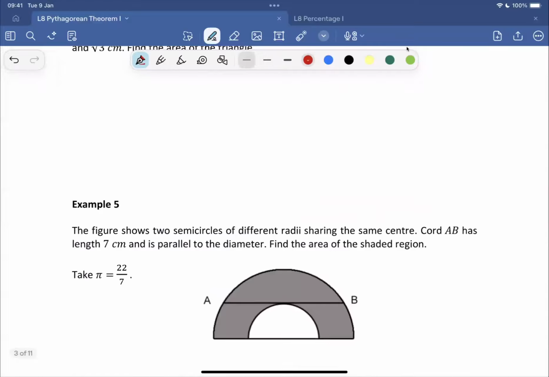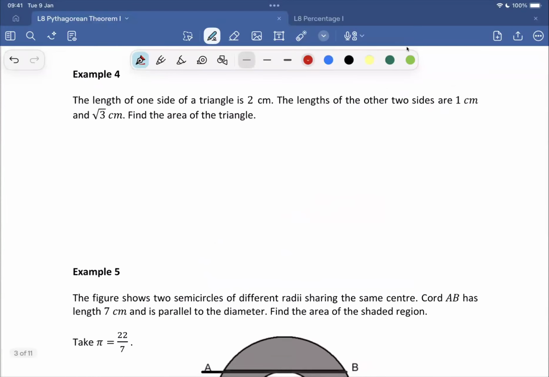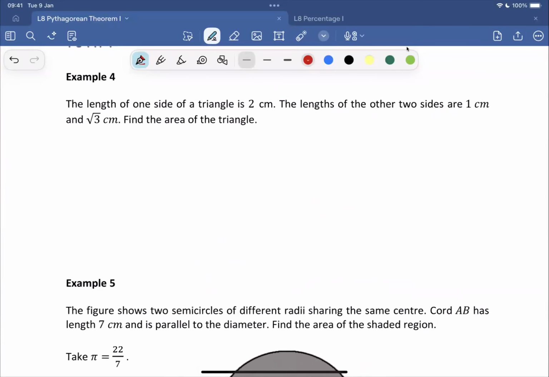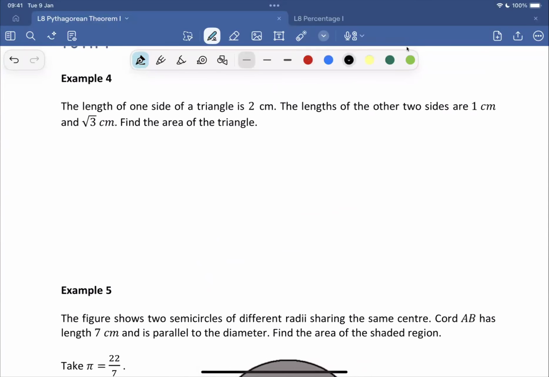Let's take a look at example number 4. So, the length of one side, come, let's draw a triangle. The length of one side of a triangle is 2 centimeters. The other two sides are 1 and square root 3.